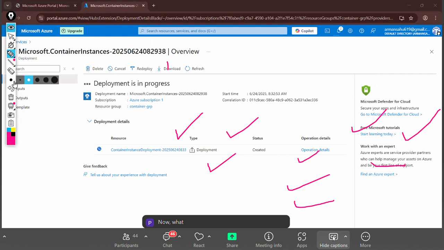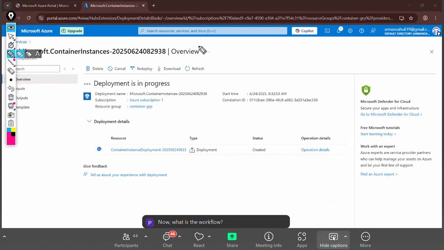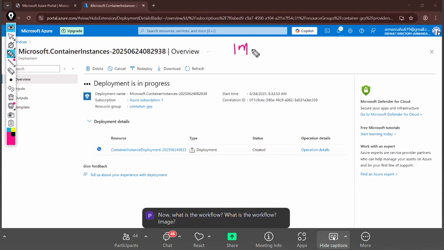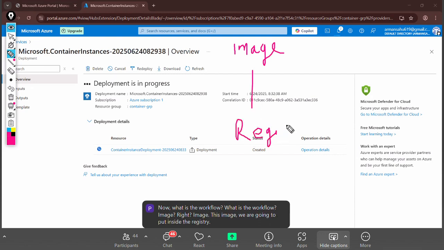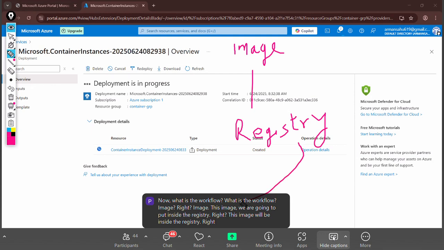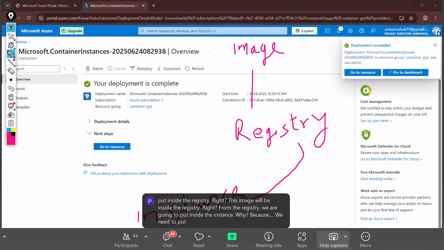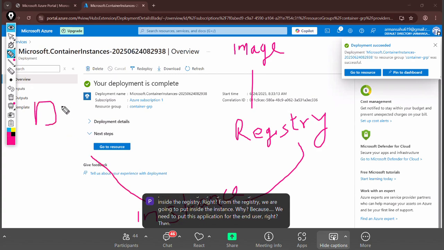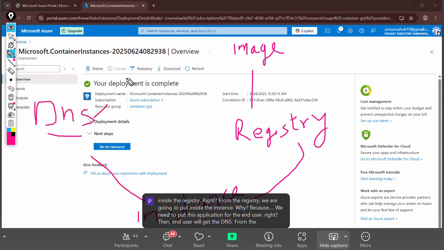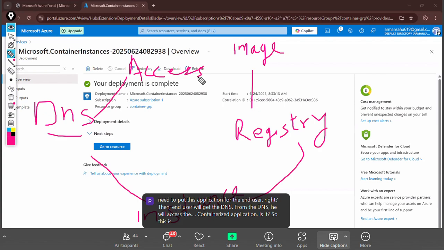Now, what is the workflow? Image, right? This image we are going to put inside the registry, right? This image will be inside the registry, right? From the registry, we are going to put it inside the instance. Why? Because we need to put this application for the end user, right? Then the end user will get the DNS. From the DNS, he will access the containerized application.